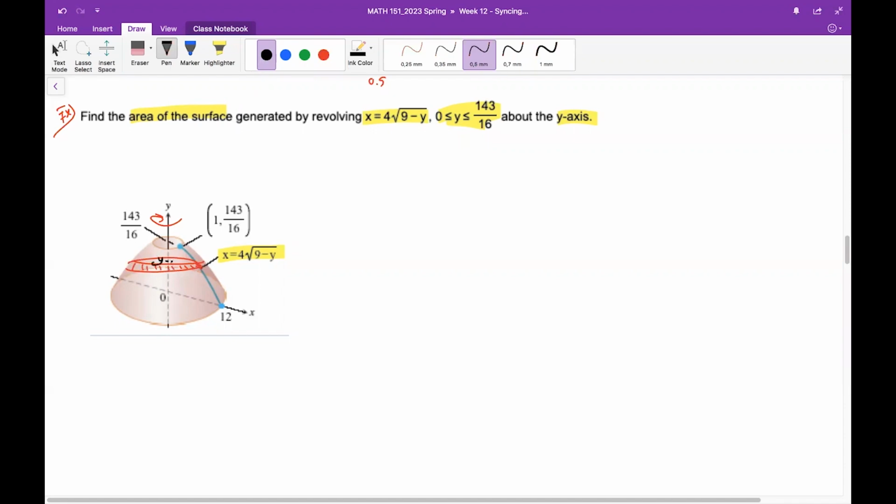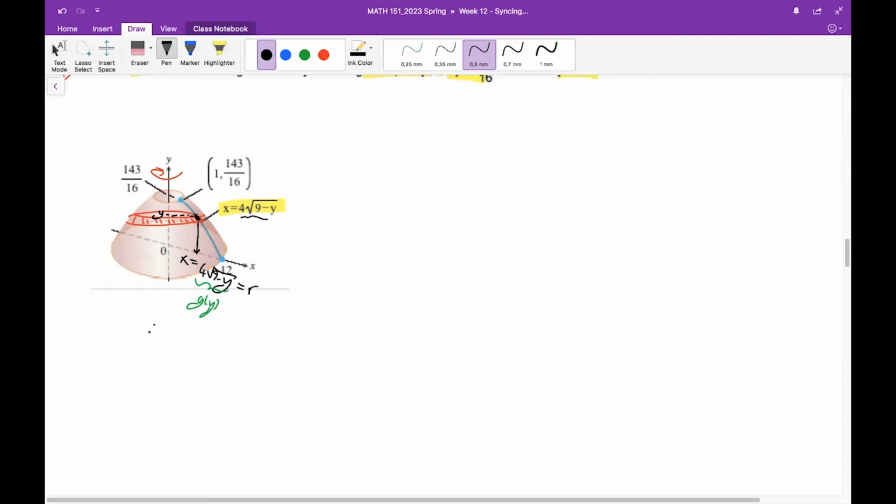So for an arbitrary y here, on the curve, I hit this point and I look at the x component of it. So the x point here is given by the expression of the curve, of course, 4 times square root of 9 minus y squared, okay? And this will be the radius for me. Okay, so this expression, g of y, is the radius of this cylindrical strip.